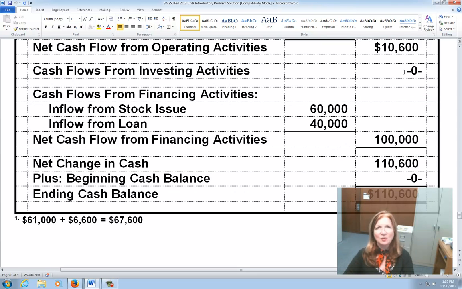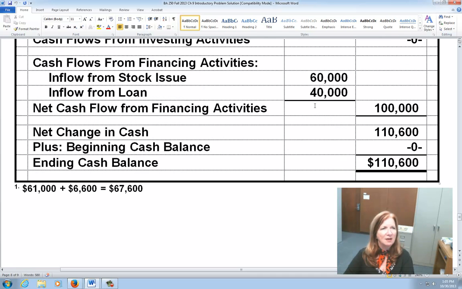Now, the cash flows from investing activities: they didn't invest in anything. They didn't buy any assets. They might buy land or buildings or cars or trucks, and they didn't pay a dividend to anybody. So they didn't do any of that.